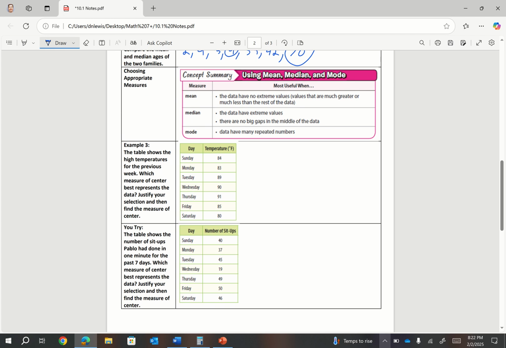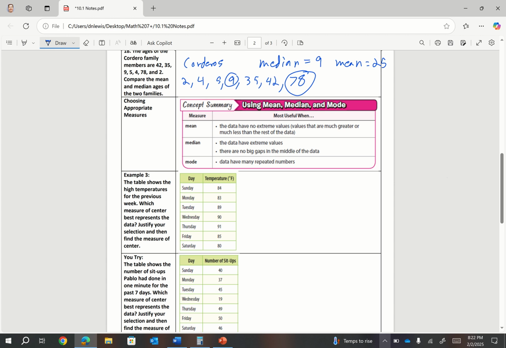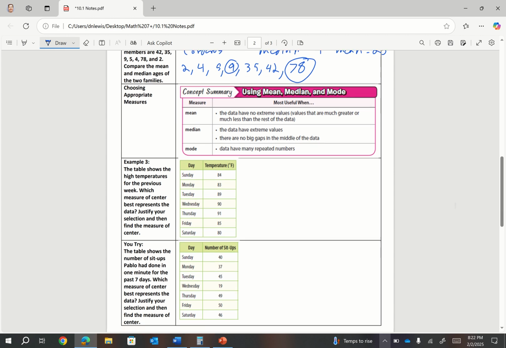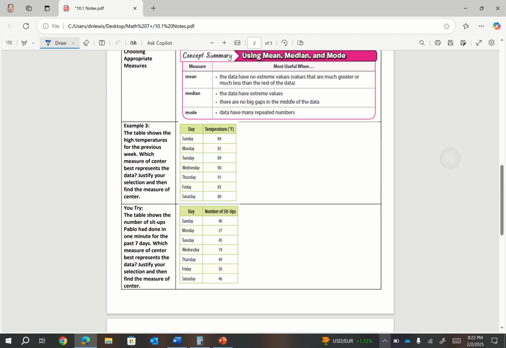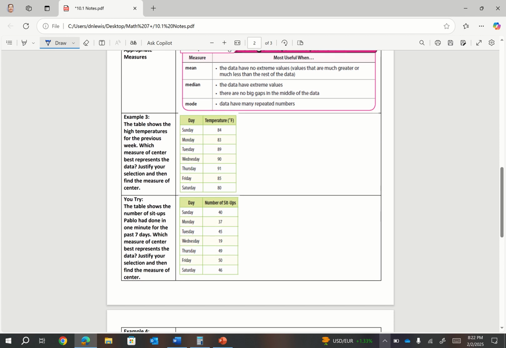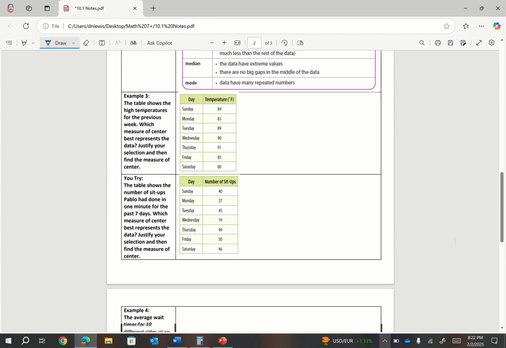We would use the mean when the data have no extreme values, so when there are no big outliers like that 78 here. We would use the median if the data has extreme values and there are no big gaps in the middle of the data. And we'll use the mode if the data has many of the same repeated numbers.